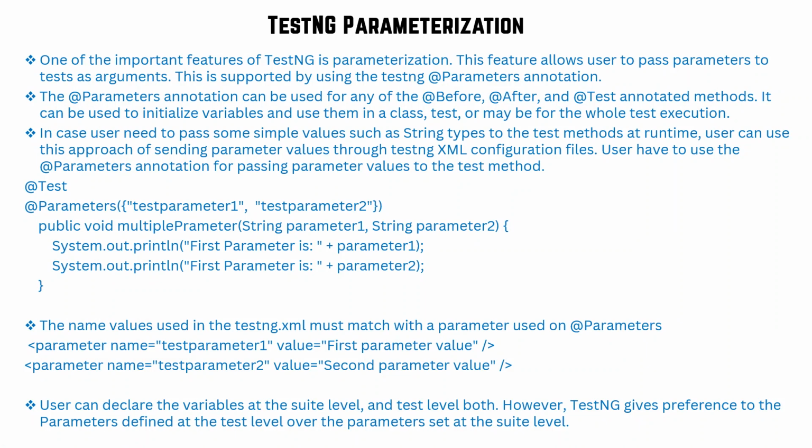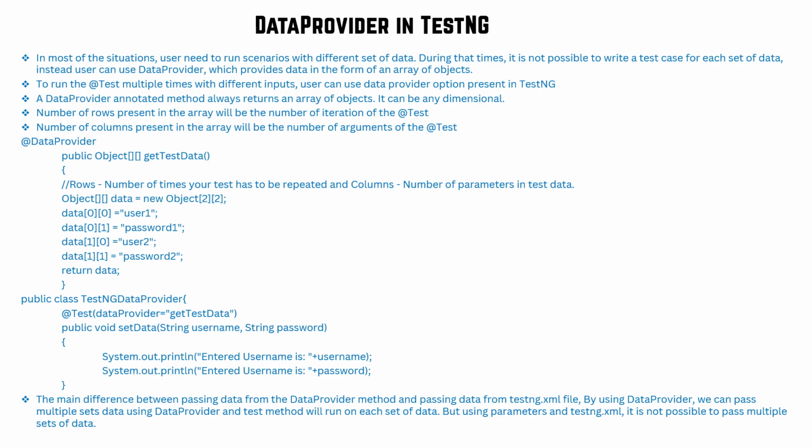Now we'll go to the next important concept, called data provider, data driven testing. I already told you, parameter and data provider are mostly opposite. In parameterization, we use the same parameter value in multiple test cases or test methods. But with data provider, we have the same test cases, but we vary the execution with different varieties of data. That is the main difference.